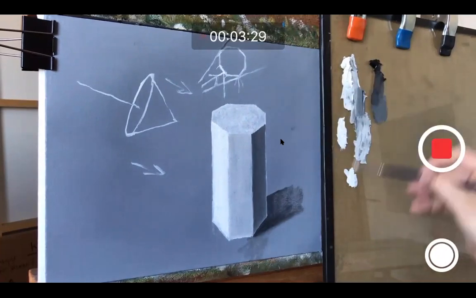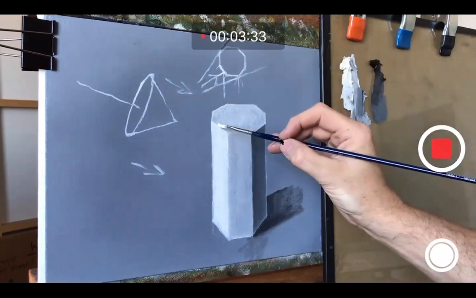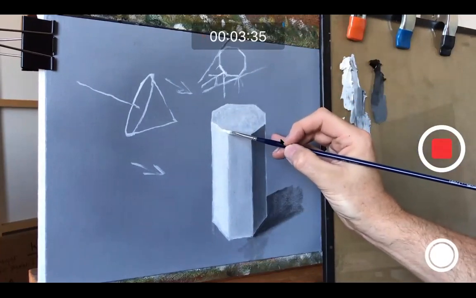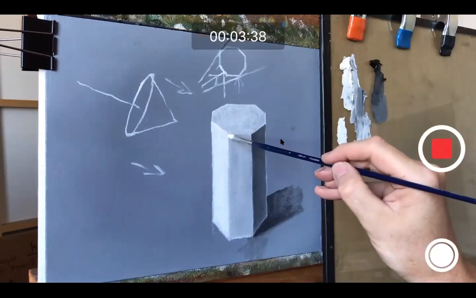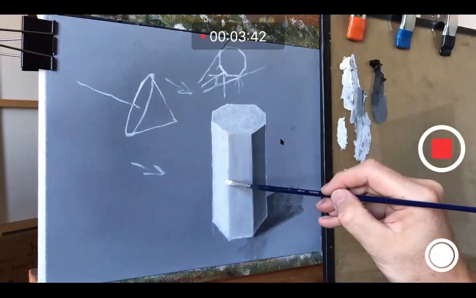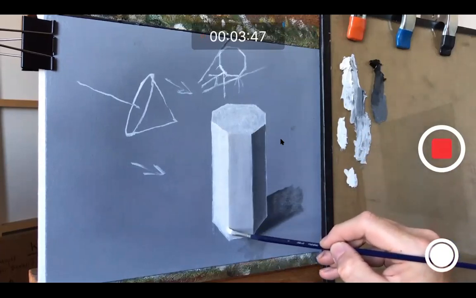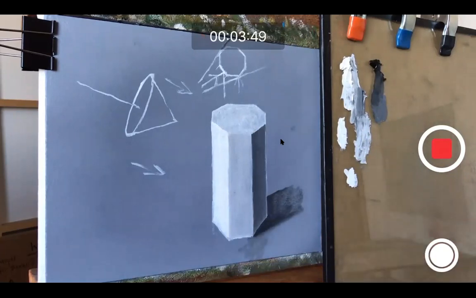So the highlight on this object, you would see somewhere along the top edge. You actually would see a highlight on a planar object that is probably along that corner. So that's the basic principle of light and shadow as it relates to the planar structure of objects.